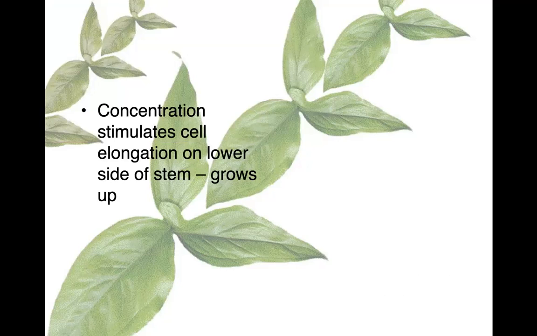The concentration stimulates cell elongation on the lower side of the stem, which makes the plant grow upwards. And again, they can have growth inhibitors on the other side, which makes the root grow down.